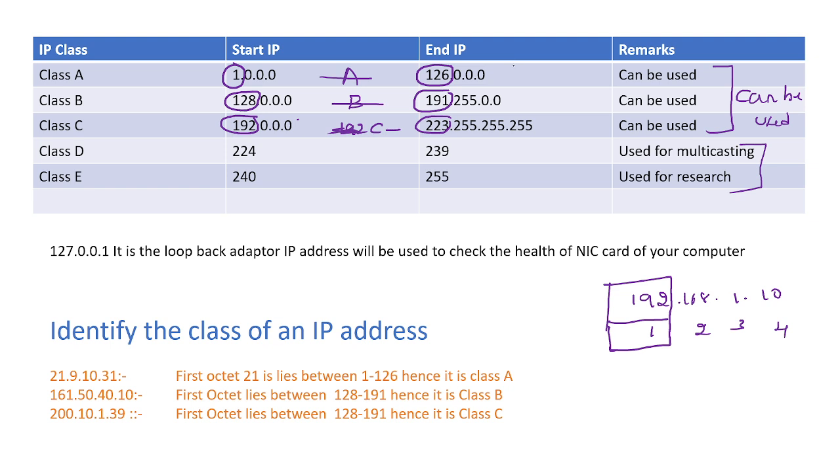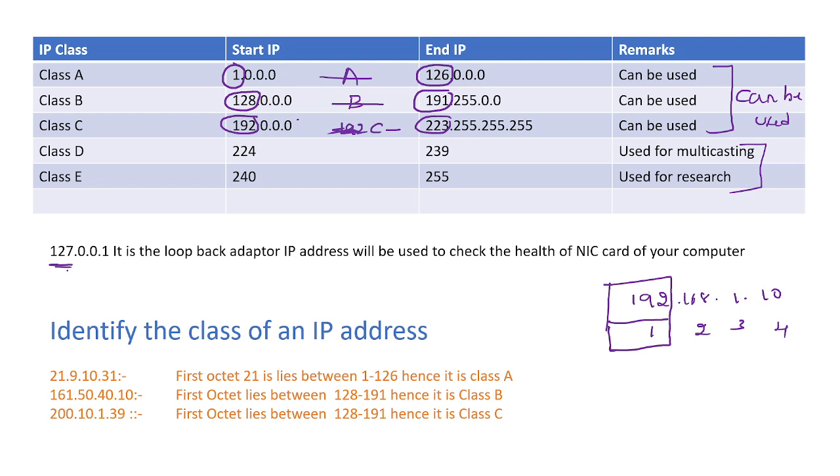Now if you look, one number is missing, continuity is not there. 1 to 126 is there. After 126 I have written 128, but 128 to 191 continuity is there, 191 to 192 continuity is there, 192 to 223 continuity is there, and 223 to 224, 224 to 239, 239 to 240, everywhere the continuity is there, except 127. Why is 127 not there? 127 is kept for the loopback adapter IP address.